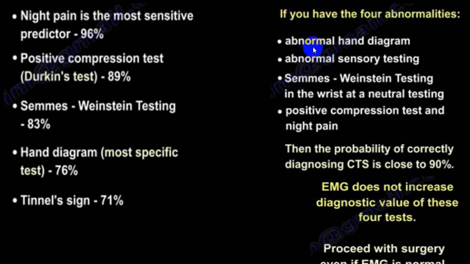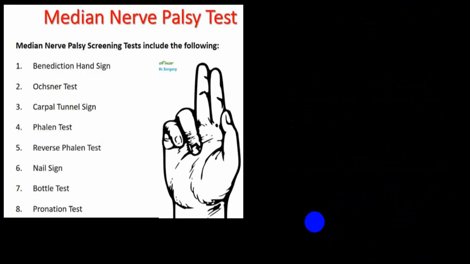So abnormal hand diagram, abnormal sensory testing, monofilament testing at rest, positive compression test and night pains, that is what we call the Durkan test, and night pains are very common, with almost 90% sensitivity. EMG does not increase the diagnostic value, but EMG can help you confirm motor system involvement or motor fiber involvement.